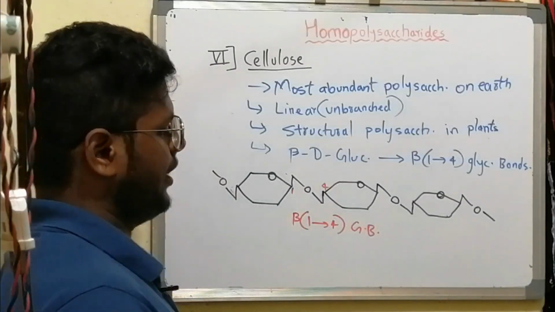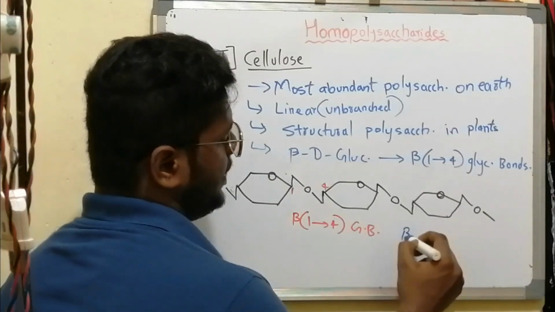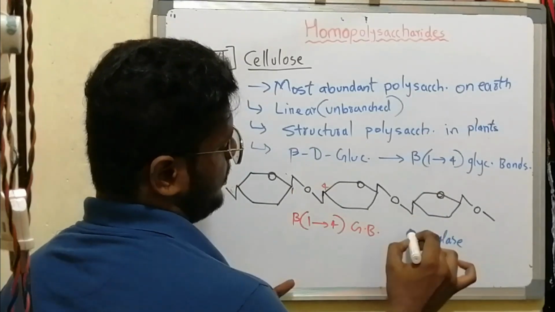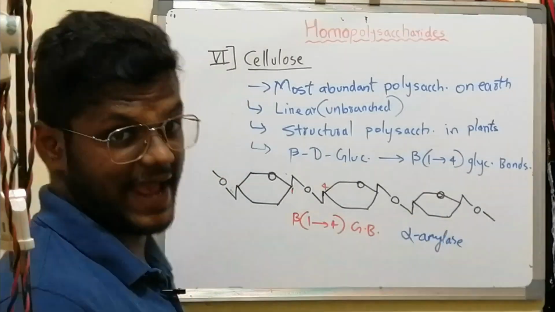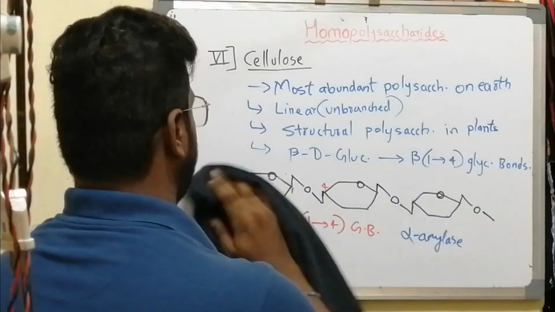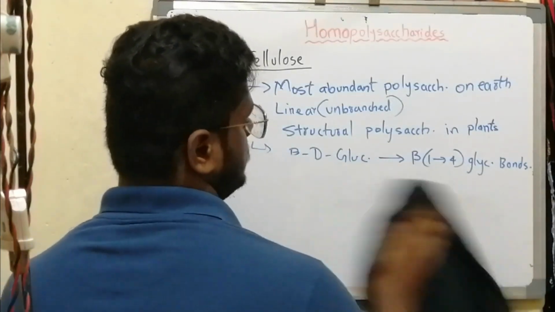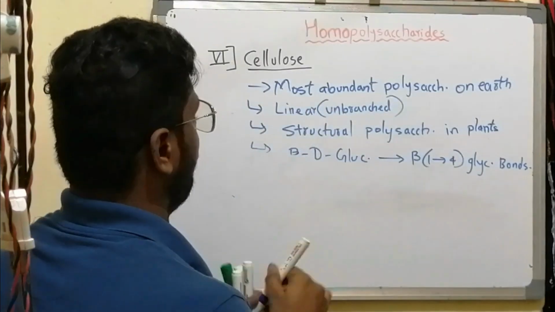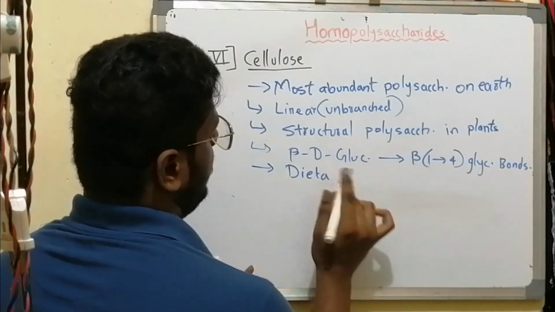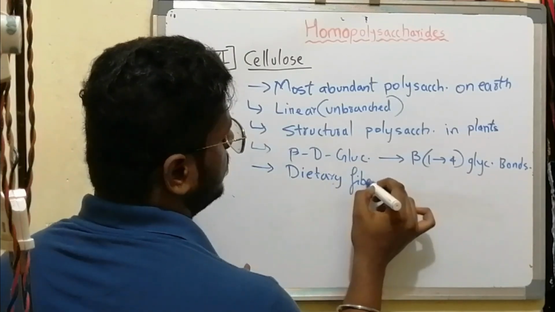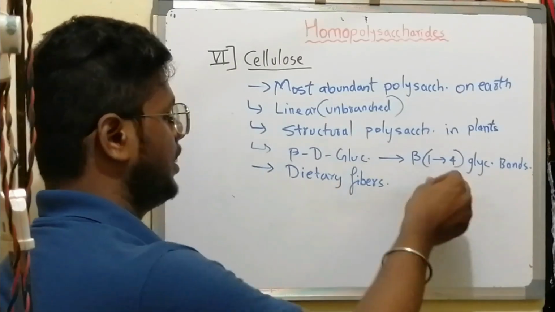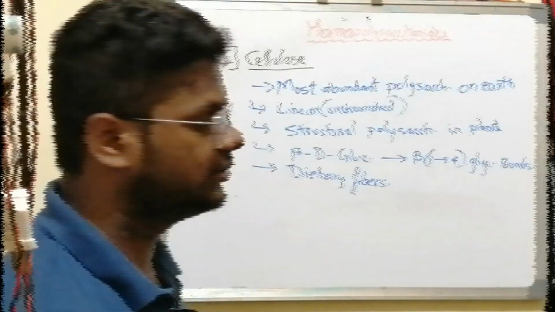Now, as our body does not have beta amylase, it has only alpha amylase, we cannot digest cellulose as such, but cellulose is a very important dietary fiber. Now what does this fiber do? If it is not getting digested, then what is its role?